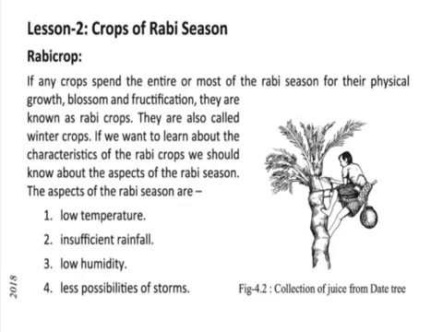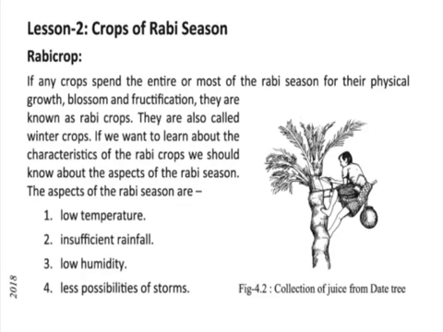That means any crops which last for the whole Rabi season for their physical growth, blossom and fructification are known as Rabi crops. They are also called the winter crops, because especially the crops are sown in the winter and we reap them in the time of winter. So that is also called the winter crops.